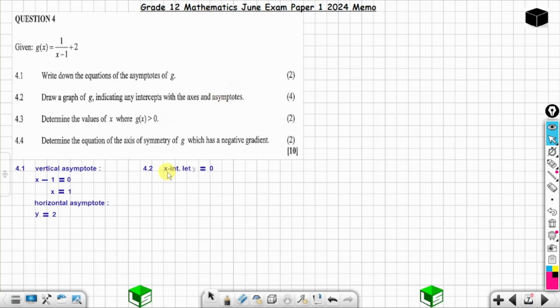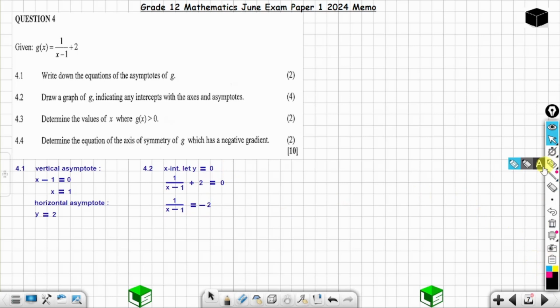So to find the x-intercept, let y equal to 0. So this is y. G of x is y. So you let y equal to 0 so that you can find the x-intercept. So you have this equal to 0. You need x. You are going to have this equal to minus 2. You can do cross multiplication.